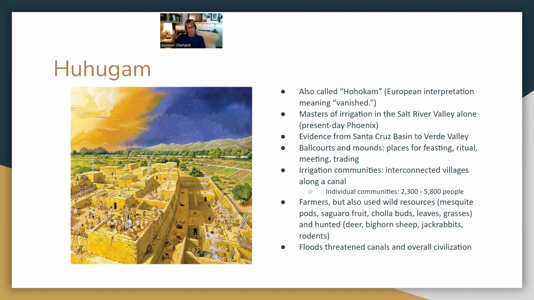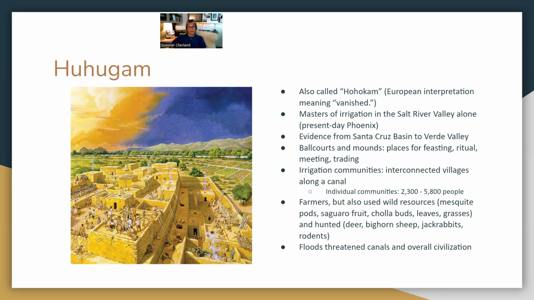The individual communities would have been between 2,300 people and no more than about 5,800 or 6,500. They were farmers, but they also used wild resources. So they didn't just create crops. They also moved around. They gathered mesquite pods, saguaro fruit, cholla buds, leaves, and grasses. They also hunted deer, bighorn sheep, jackrabbits, and rodents.